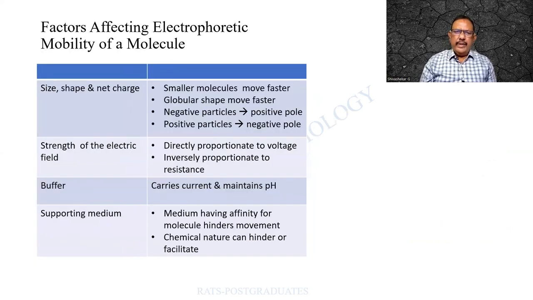Now, what are the factors affecting the electrophoretic mobility of a molecule? As I mentioned earlier, the size, shape, and the net charge. Smaller molecules move faster, and globular shape also moves faster, as though a ball is rolling. Negative particles move towards the positive pole and positive particles move towards the negative pole. So this is the basis of the size, shape, and the charge.